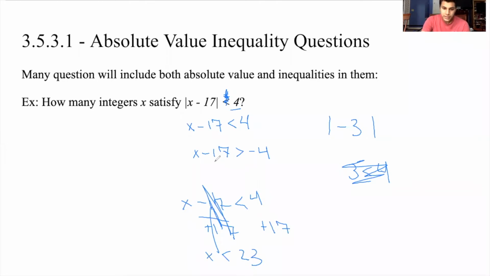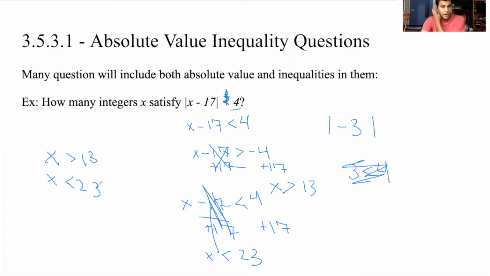All right, so next I'm going to solve this one. Same thing, add 17 to both sides. Now I cancel these two out. I add negative 4 to 17, which gives me x is greater than, because I keep the greater than symbol, negative 4 plus 17, which is 13. So my conditions are that x is greater than 13, and x is less than 23.